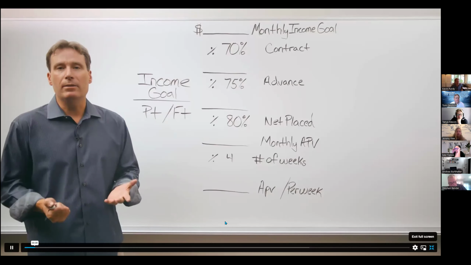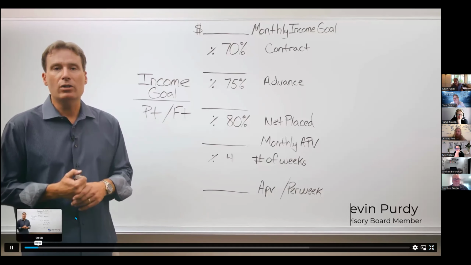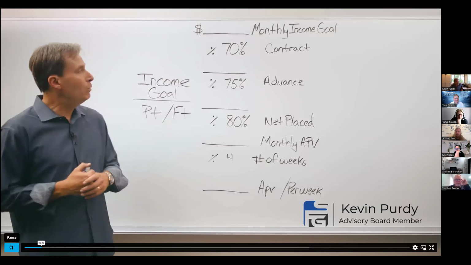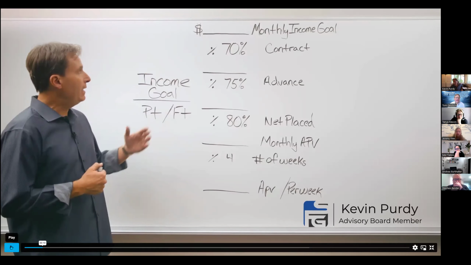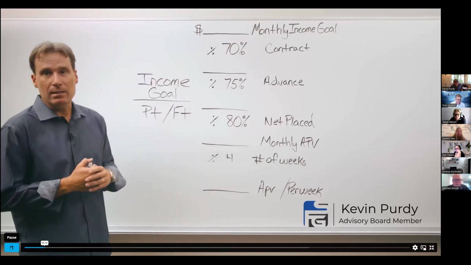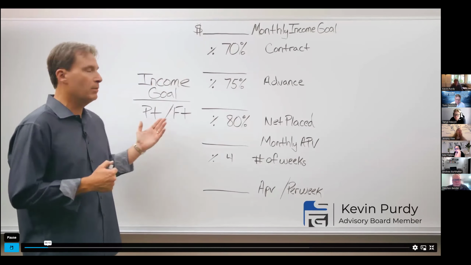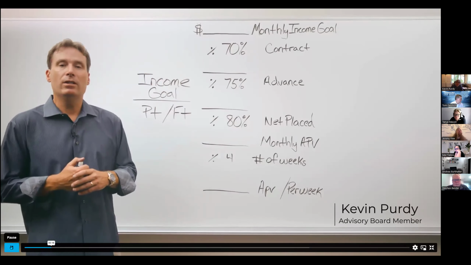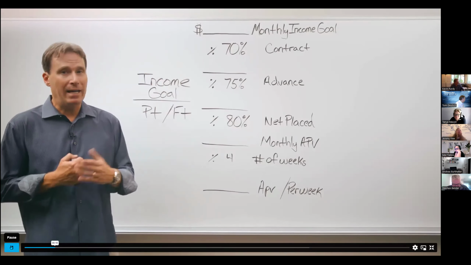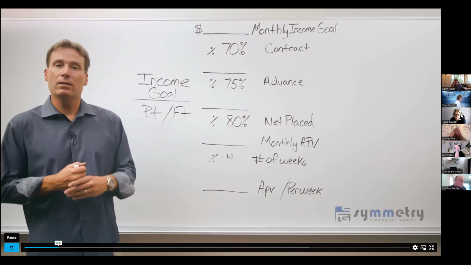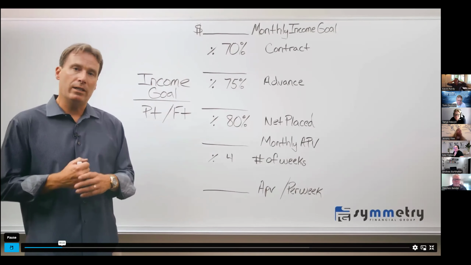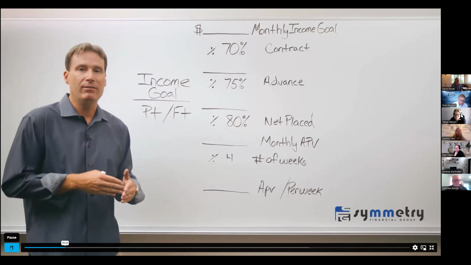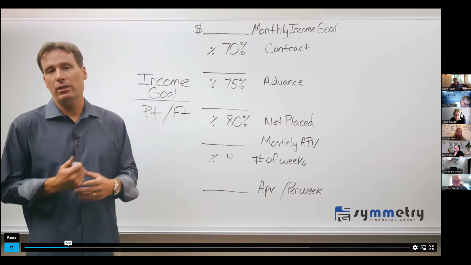So coming into Symmetry, you need to have your goal. What is your goal income-wise? On a monthly basis, whether you're starting out part-time or full-time, it's good to know what we're shooting for, because understanding our goal gives us a good recipe of what type of activity we're going to need to put in to achieve those goals.